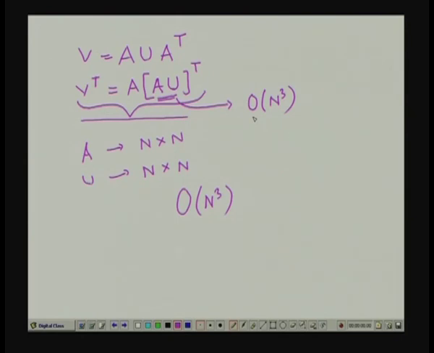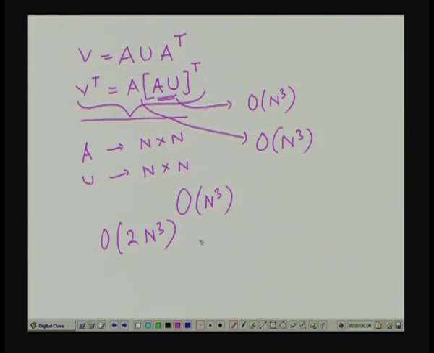The resultant matrix is also of dimension capital N by capital N, and the second matrix multiplication that we want to perform, that is A with A U transpose, this will also need of order N cube number of multiplications and additions. So, the total number of additions and multiplications that we have to perform when I implement this as a separable transformation is nothing but of order 2N cube.